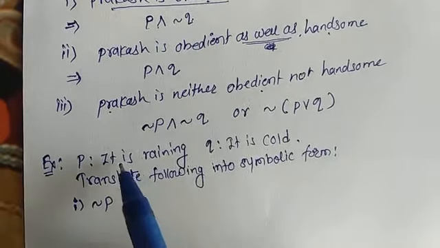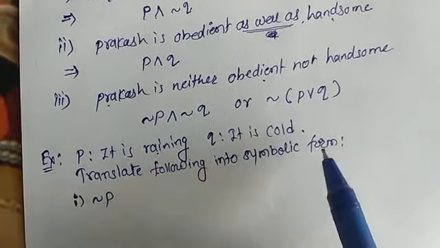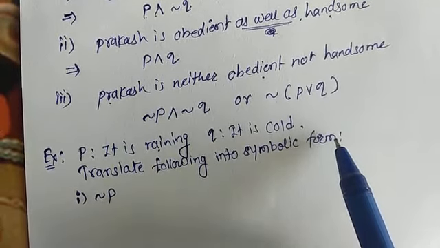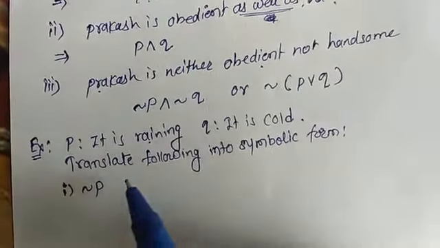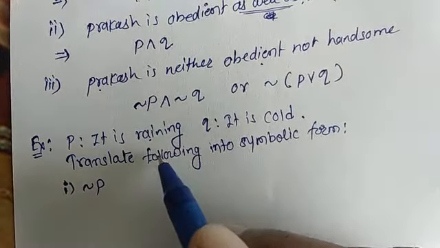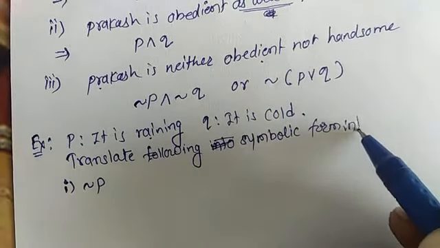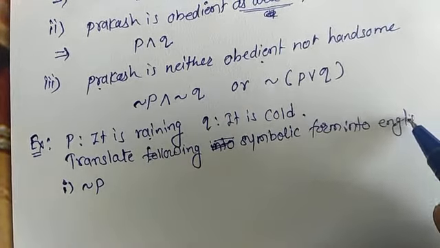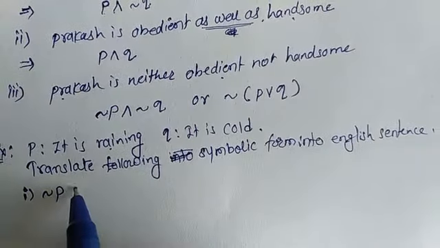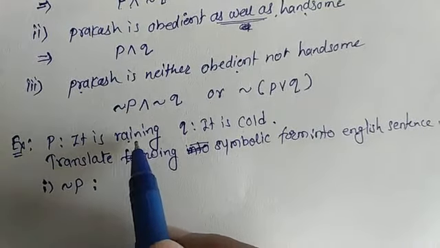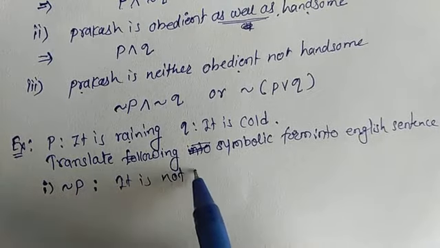Now next example. P is it is raining and Q is it is cold. Translate the following symbolic forms into English sentences. Here, first it is negation of P, and it is given that P is it is raining, so its sentence will be it is not raining.